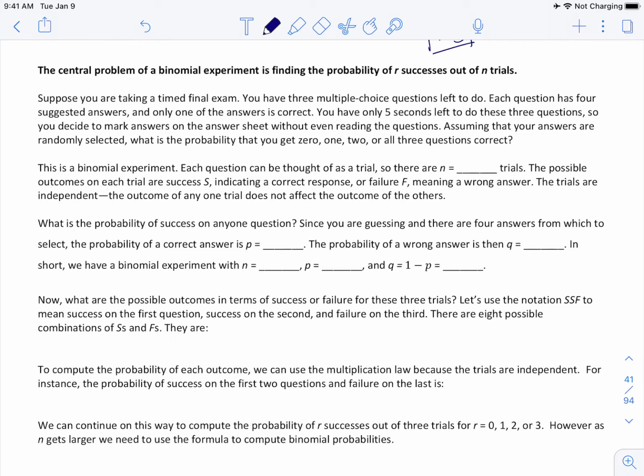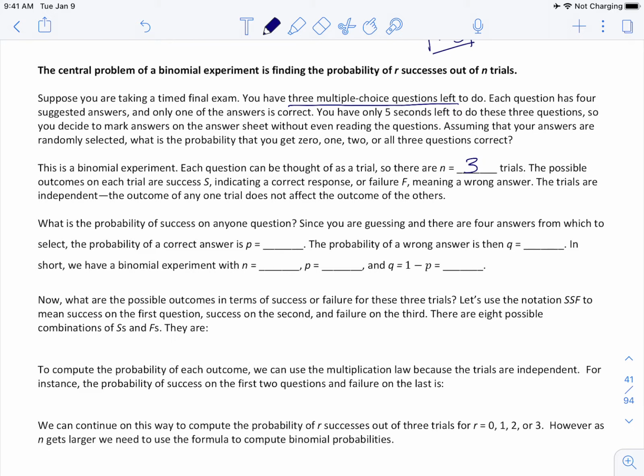Each question can be thought of as a trial. So there are n equals, it says here, 3 multiple choice questions left, right? So n equals 3 trials. The possible outcomes on each trial are success S, indicating a correct response, or failure F, meaning a wrong answer. These trials are independent. The outcome of any one trial does not affect the outcome of the others.